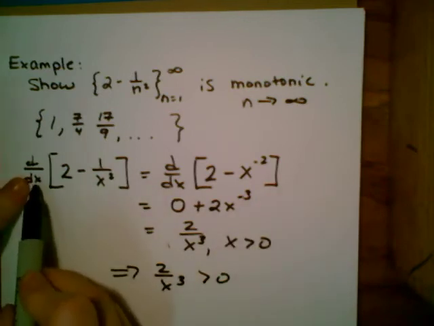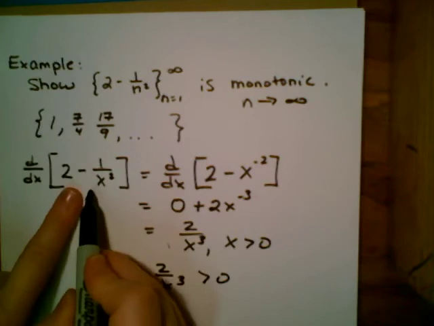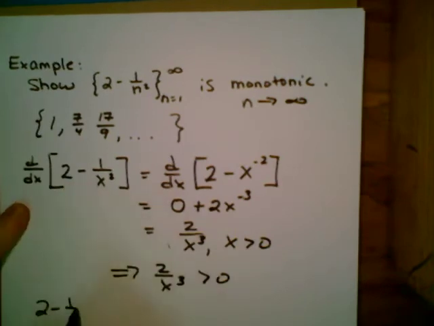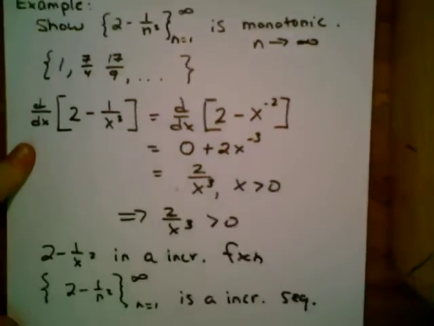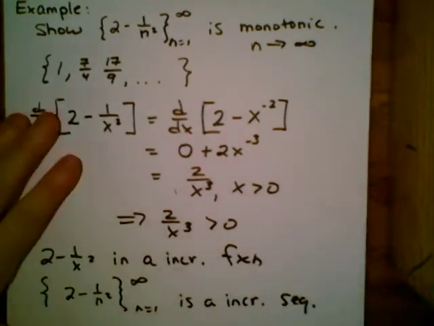So if the derivative of this function is positive, this continuous function is an increasing function, and that means our sequence is an increasing sequence. Okay. So that was example 1.